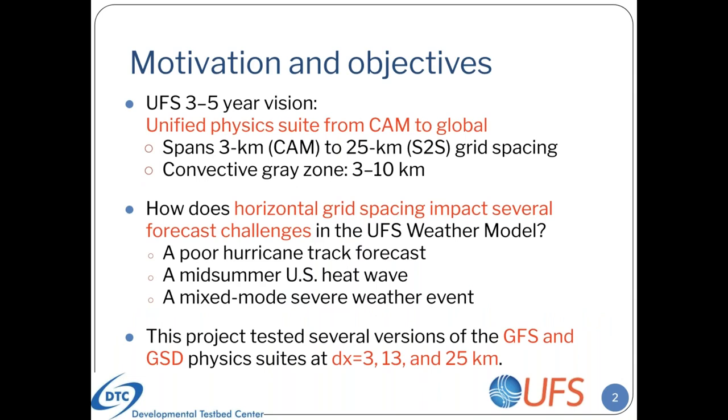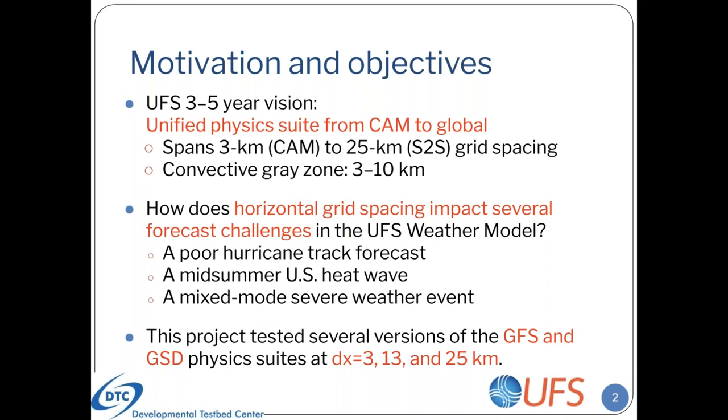So the motivation here is that within the UFS, the 3 to 5 year vision is to have a physics suite that is essentially unified from the convection allowing scales to the global scales, and that includes the 25 kilometer S2S grid spacing. To be able to do that, your physics have to scale well across a very wide range of scales, and they additionally have to work well across the convective gray zone, which spans from roughly the CAM scale to about 10 kilometers.